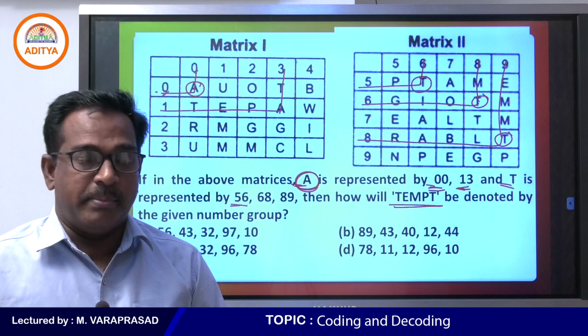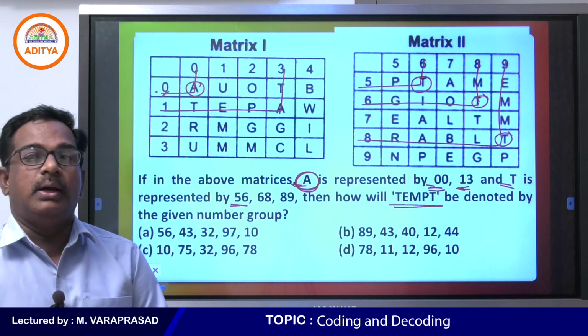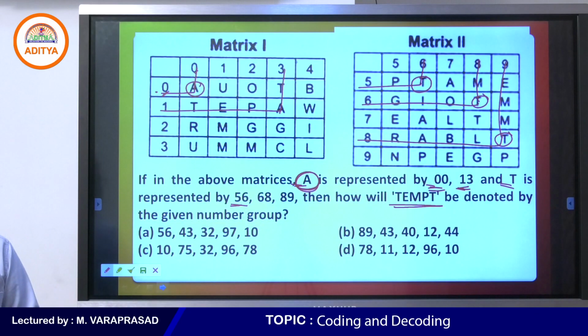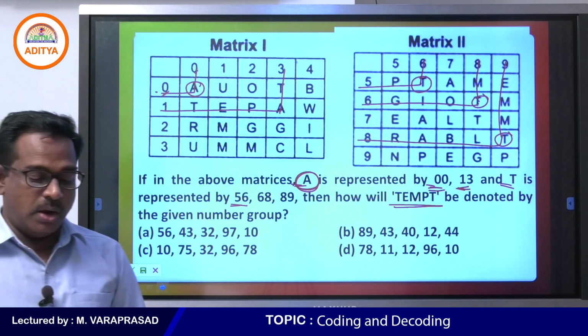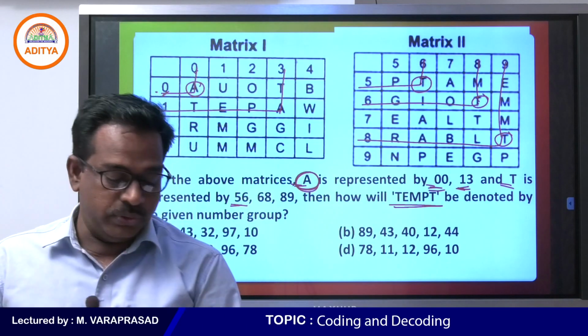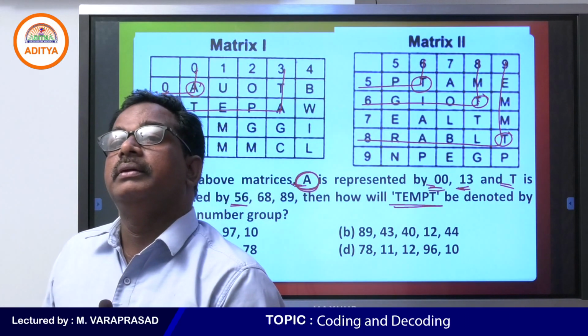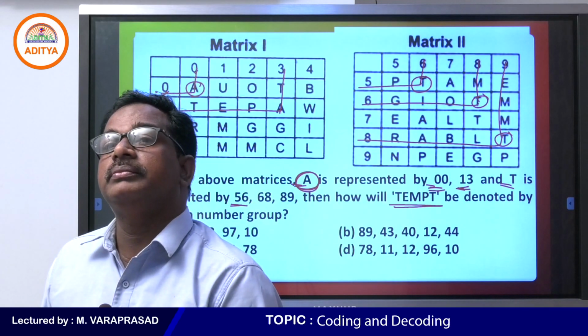We are discussing number to letter matrix. How will TEMPT be denoted by these matrices? Yes, my students, right?